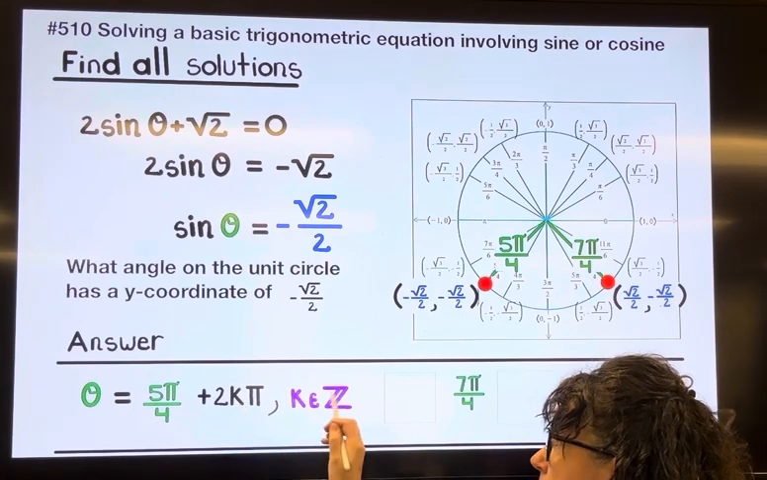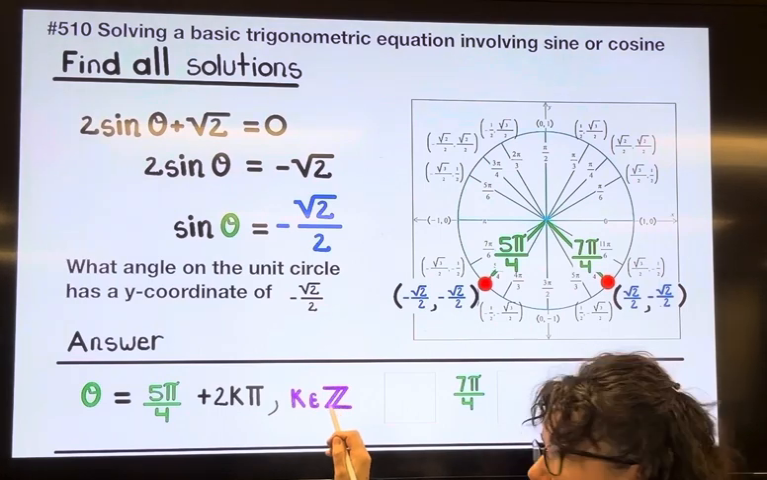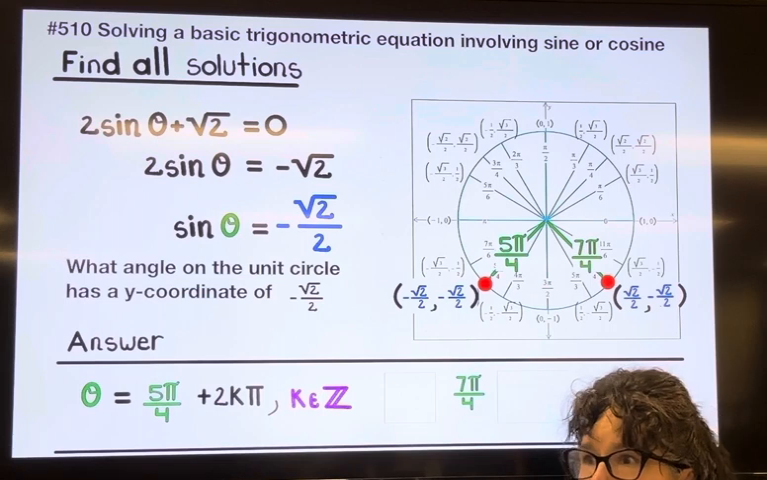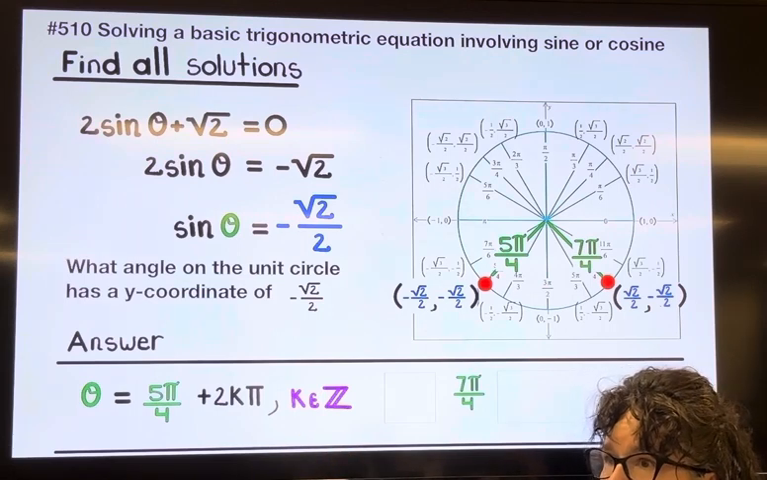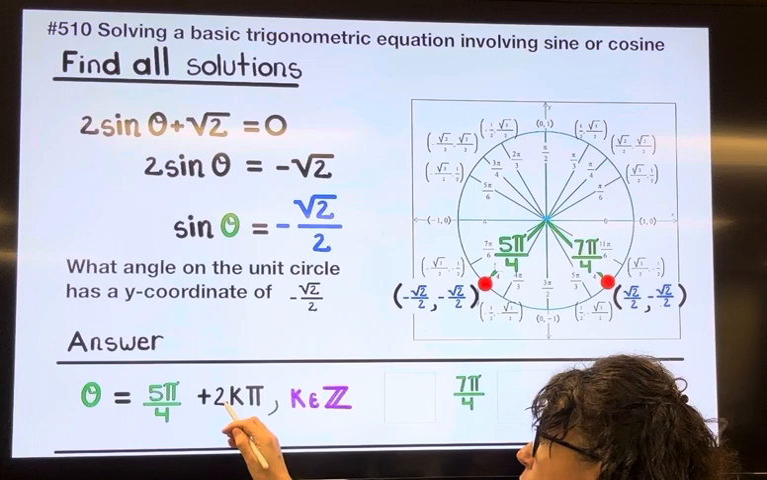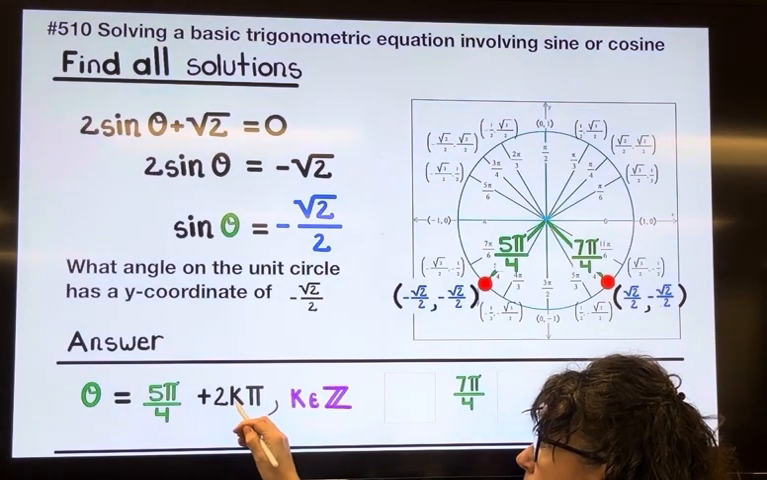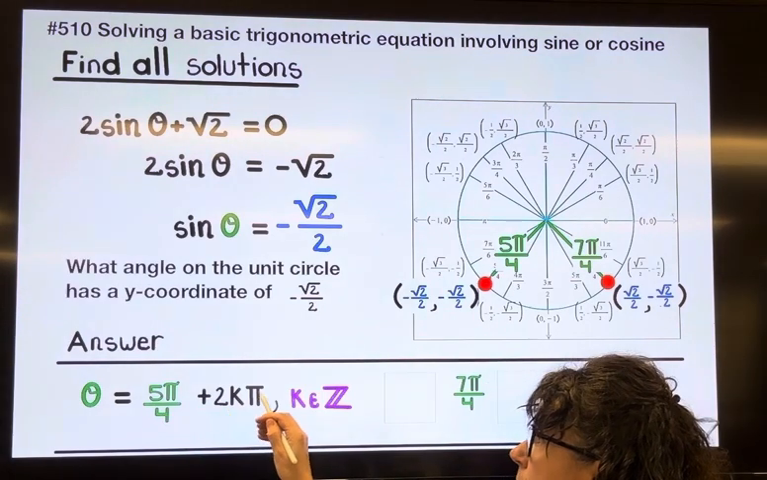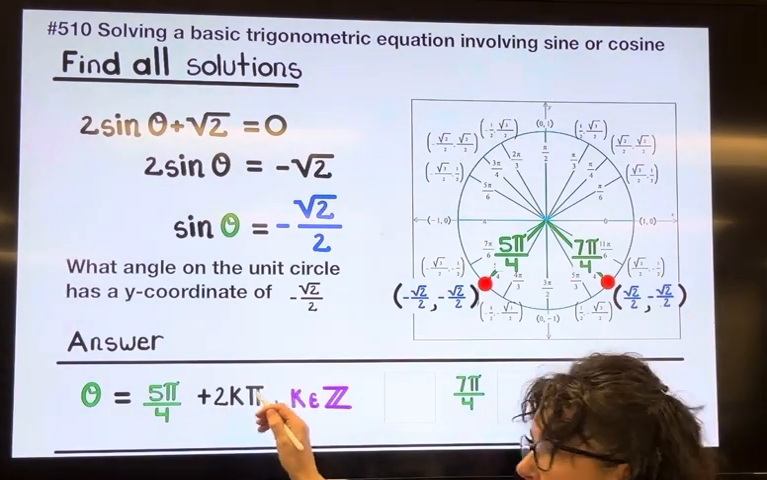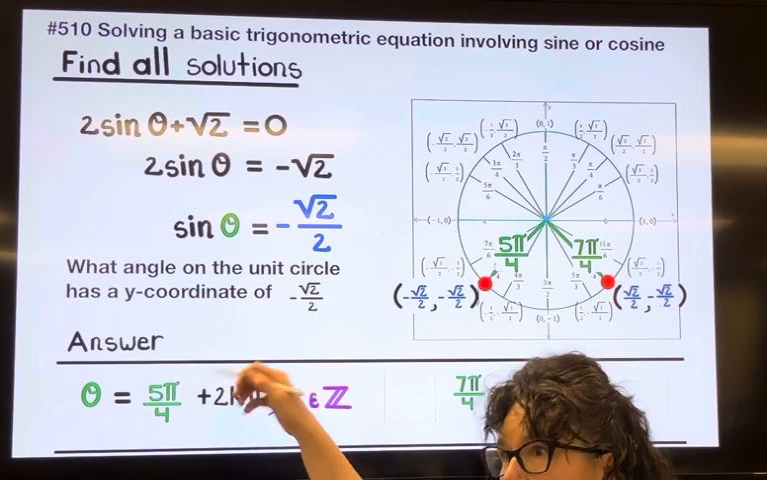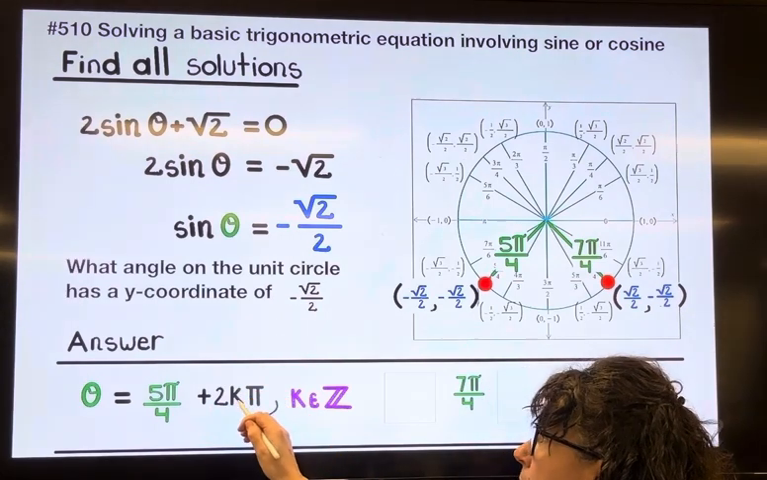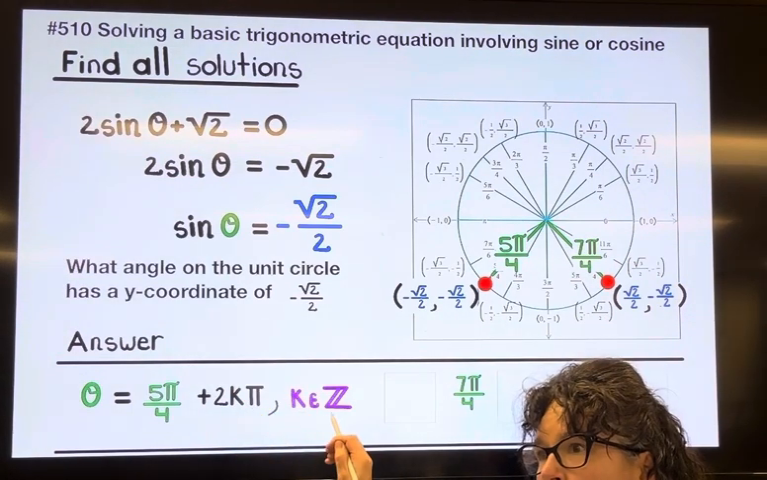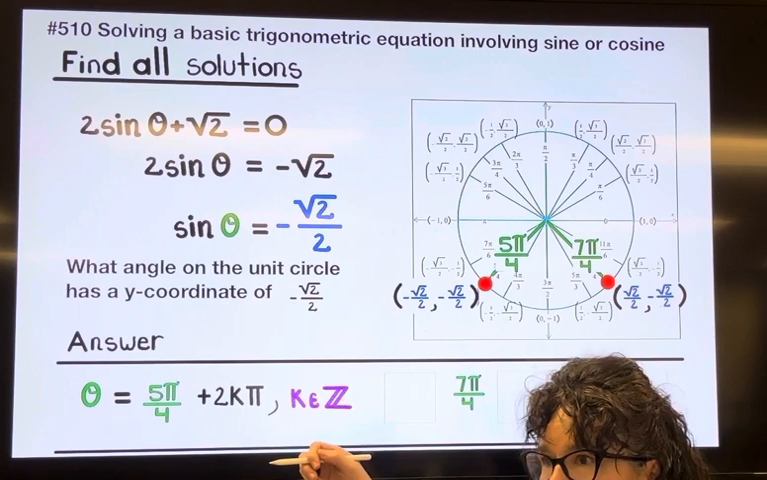And the k, this is just a notation for an integer. K is an element of the integers. And remember, integers are like 0, 1, 2, 3, 4, 5, negative 1, negative 2, negative 3. So if I go 2 times 0 times pi, I get back to this. If I go 2 times 1 times pi, I've added 1 circle. If I put in 2, I've added 2 circles, 2 revolutions. If I put in negative 1, I've subtracted out a revolution. So that's what that notation is doing, getting you to all the repeats.